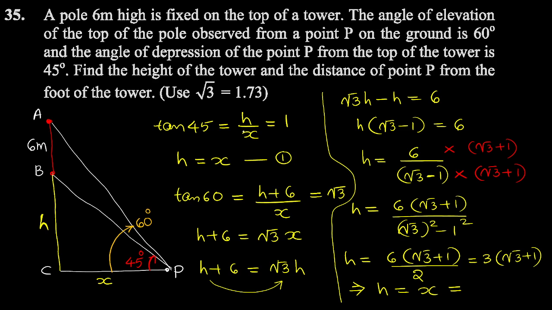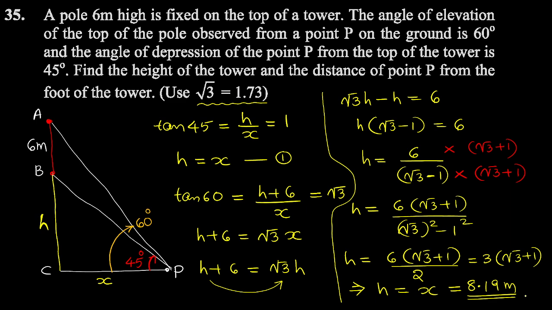You can substitute the value of root 3 as 1.73, it is given in the question. So you must substitute that value. Root 3 is 1.73. The calculation part I don't want to explain. It gives 8.19 meter.